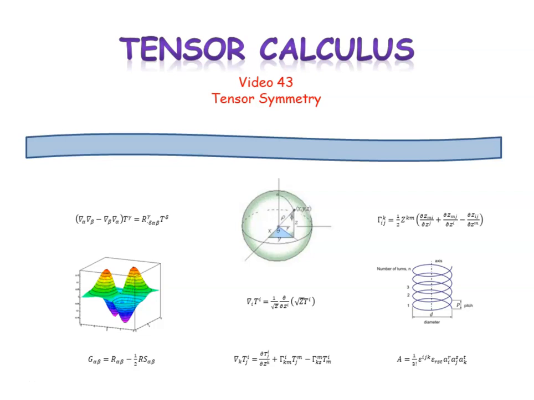Welcome to video 43 in our series on tensor calculus. In this video, we'll explore the possible symmetries of tensors. This will lead to the definition of a new tensor calculus object known as the permutation symbol.